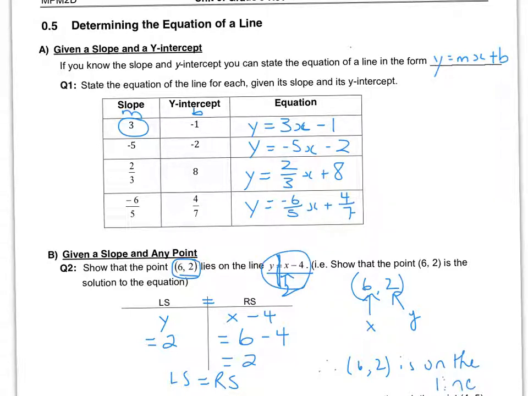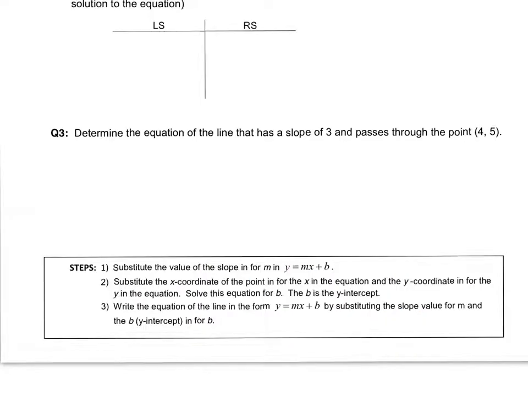Okay, we're going to use this premise in actually coming up with the equation of the line if we're given the slope and any point. Okay, determine the equation of the line that has a slope of 3. So slope of 3, that tells me right away that m is equal to 3 in my y equals mx plus b. And it passes through the point 4, which is the x, comma 5, which is the y.